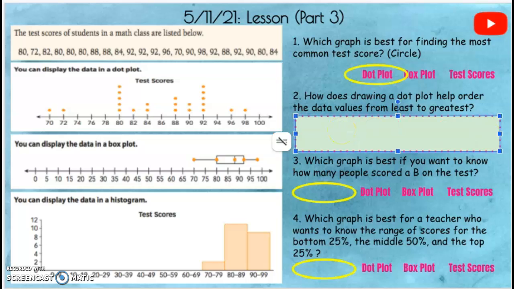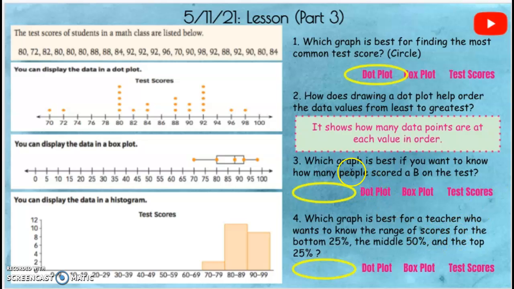So in this box, we're going to type. So a dot plot, when we look at it, it shows how many points are in each value. So we can put, it shows how many data points are at each value in order. So it actually tells you how many people scored that percent on the test.